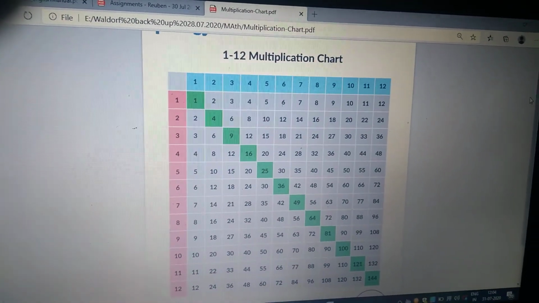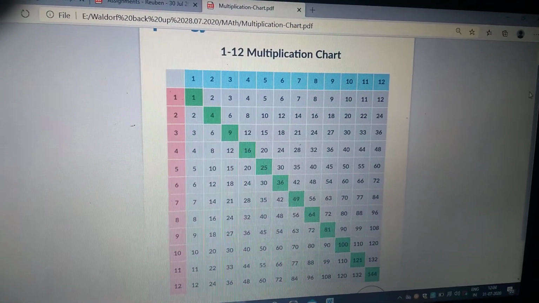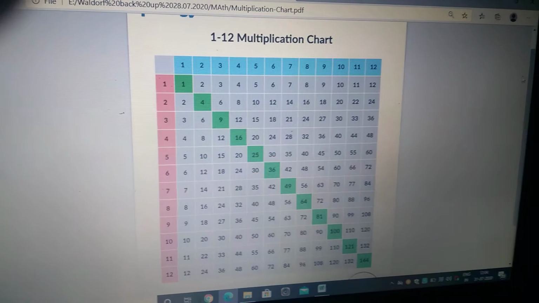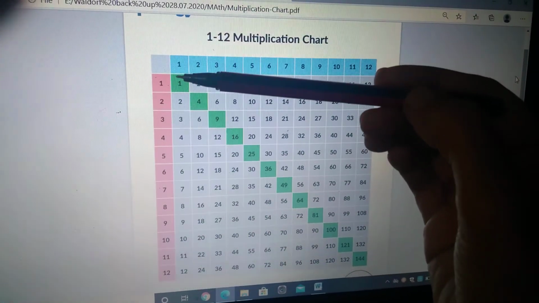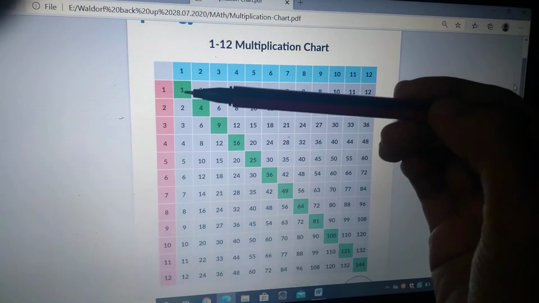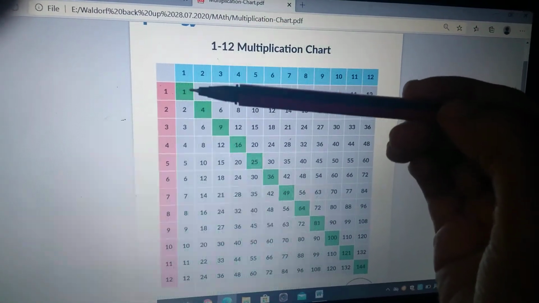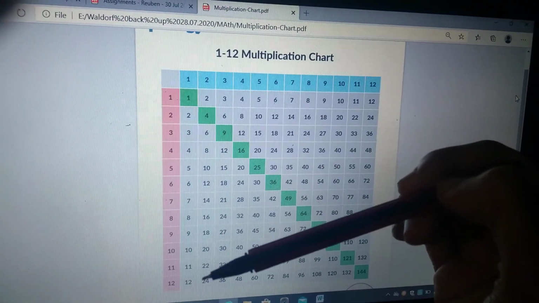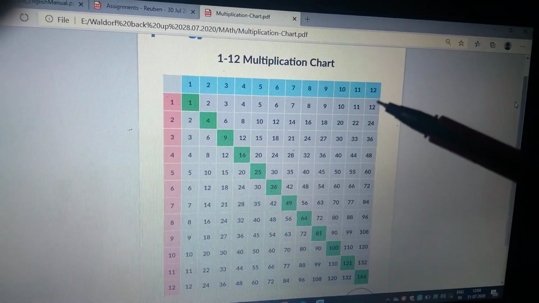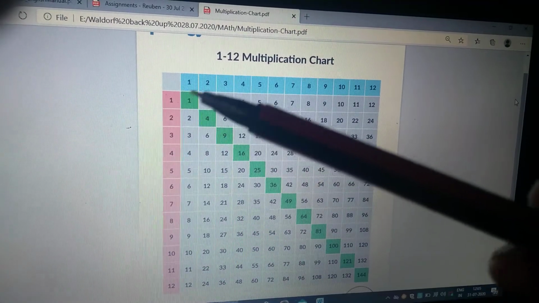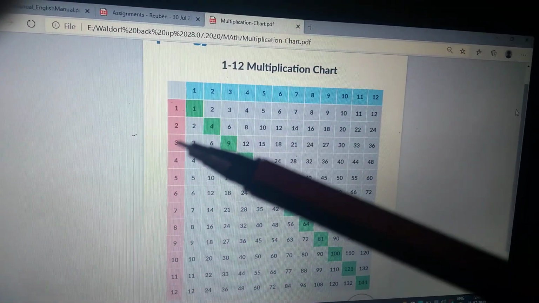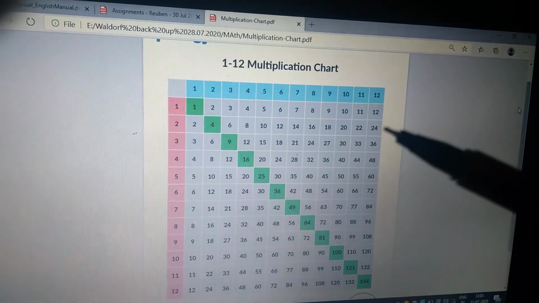Now what else is there in the chart? There are many things, but I'll bring a few things to your notice. We spoke of the table like this. Okay, 1 times 1 is 1, 2 times 1 is 2. So 1 to 12 is here, the 1 times table. But the 1 times table is here also. The 2 times table is here and the 2 times table is here also.